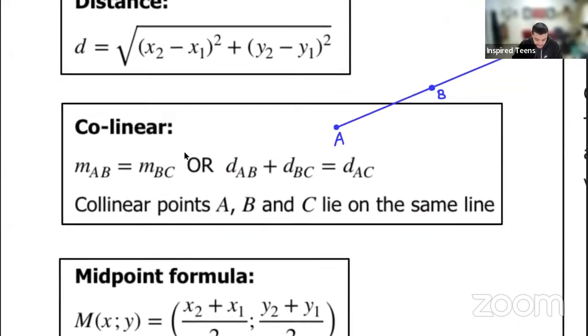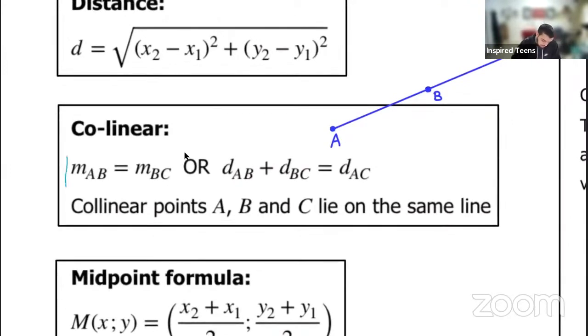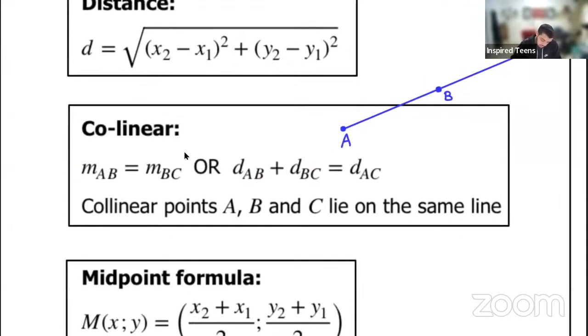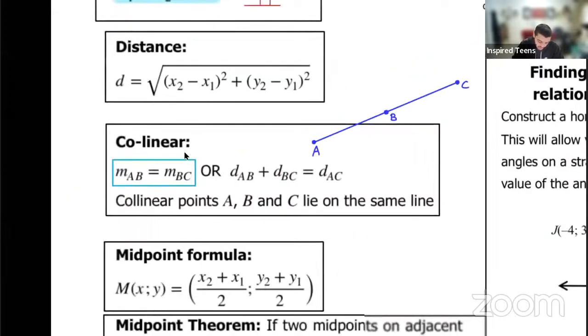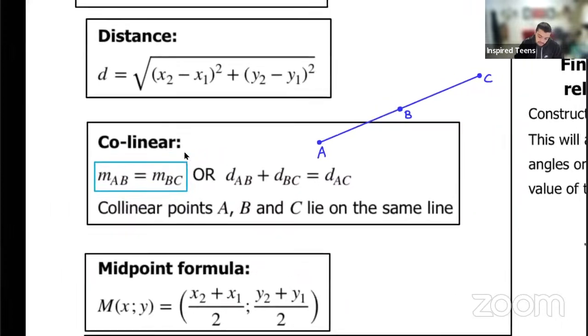So in this case, let's have a look at this. This is key and important, of course. The gradient of AB is equal to the gradient of BC. That's definitely true. That has to be true because it's the same line. A to B and B to C form part of the same line, so they have to have the same gradient. Otherwise, B to C would look skewed like this or something like that. So that's definitely true.